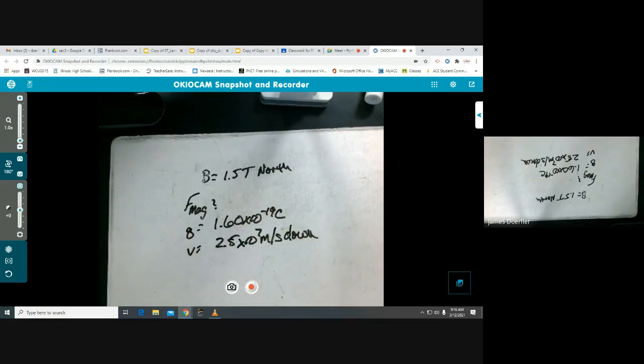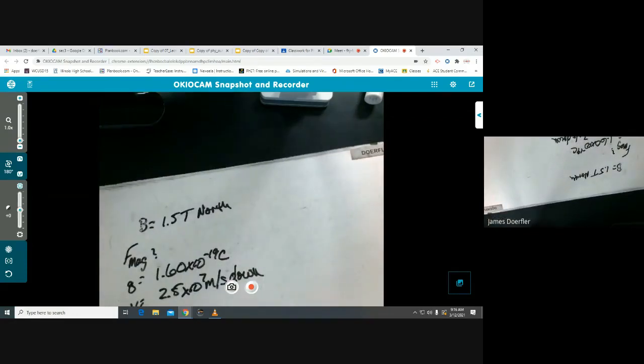Find with magnitude and direction the magnetic force. You will have to use the right-hand rule. And yes, I will be asking for a volunteer to demonstrate the right-hand rule to the class.